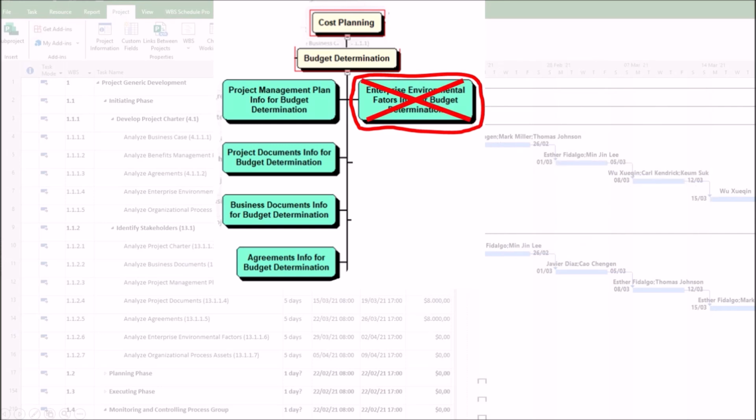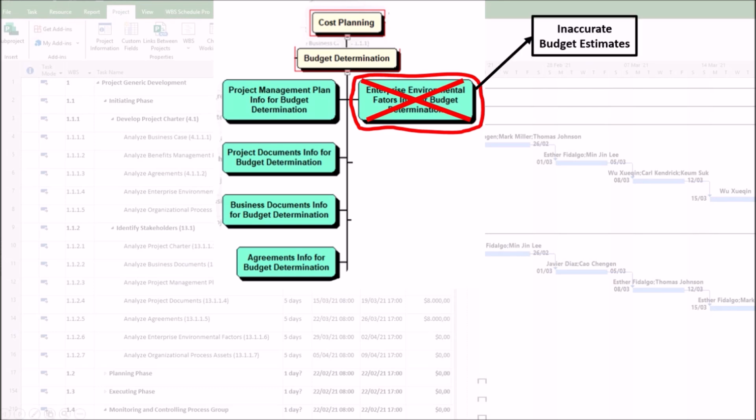How can a poor enterprise environmental factors analysis harm the determine budget process? A poor analysis of enterprise environmental factors can significantly harm the determine budget process in multiple ways, leading to financial inefficiencies, project delays, and even failure. Here's how inadequate enterprise environmental factors consideration can negatively impact budgeting.